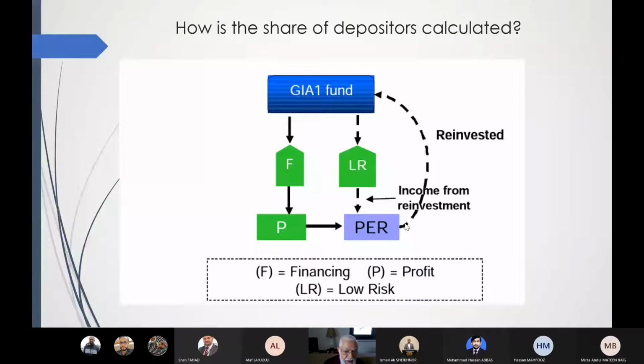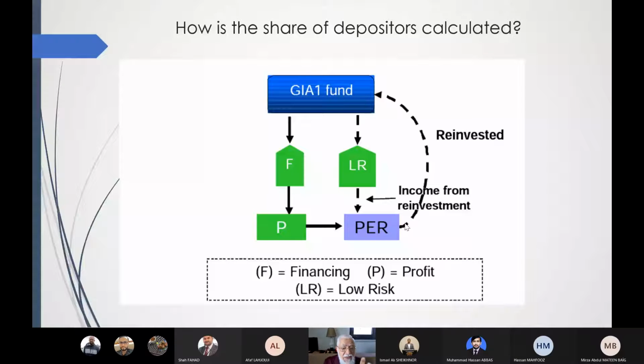Okay, so these are investment deposit accounts. We take the F, the deduction. Is it the financing? And P is the profit, and then we take PER, and PER is returned. Here it says returned to the GIA. How come it's returned really to GIA? So this dotted arrow, is it really correct?